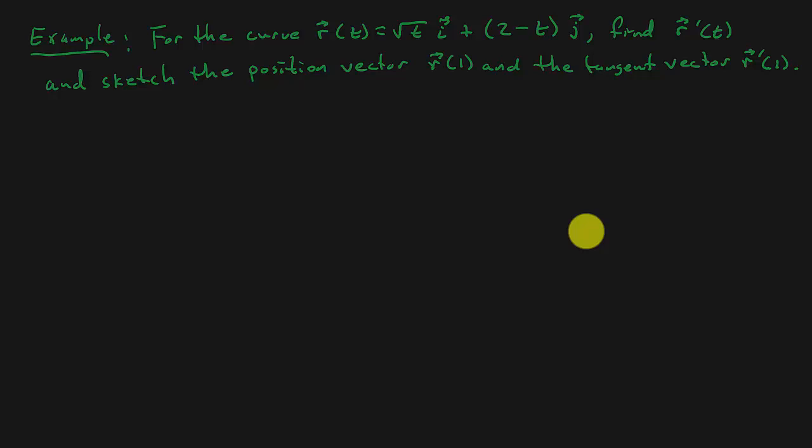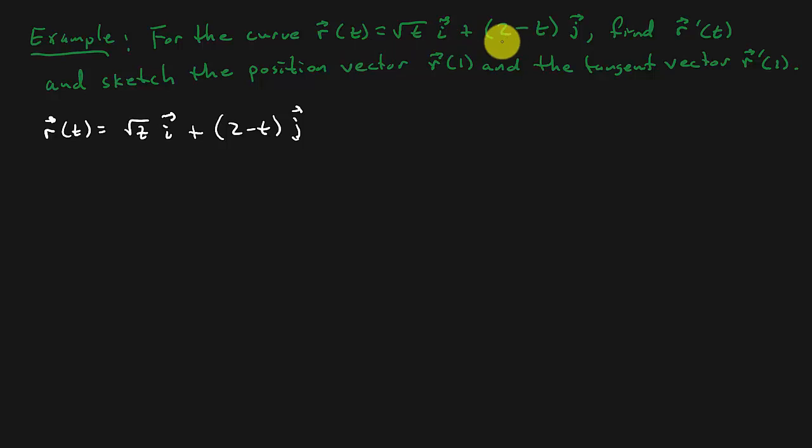All right, so let's look at this one. It says for the curve r of t equals square root of t times vector i plus 2 minus t times j, find r prime of t and sketch the position vector r of 1 and the tangent vector r prime of 1. So basically we have to evaluate r at 1 and r prime at 1, and we're going to sketch the function too.